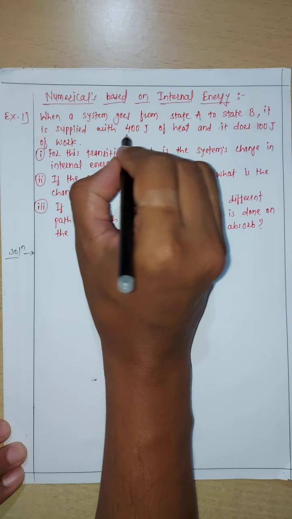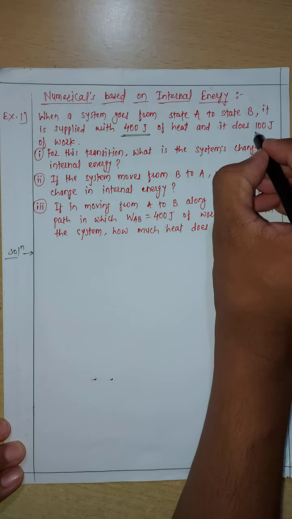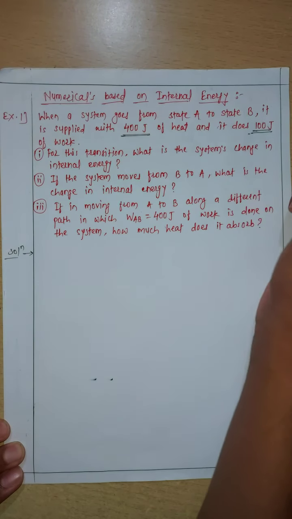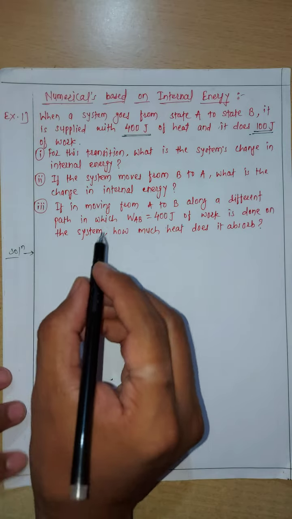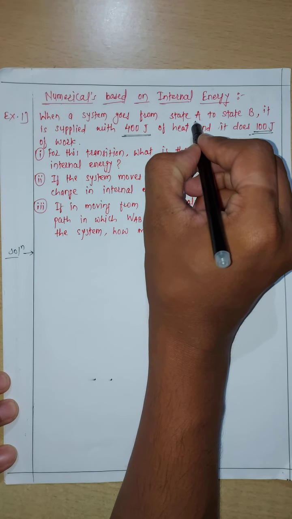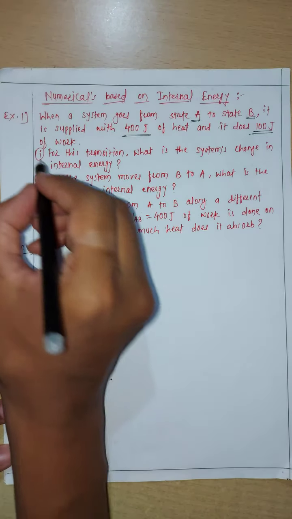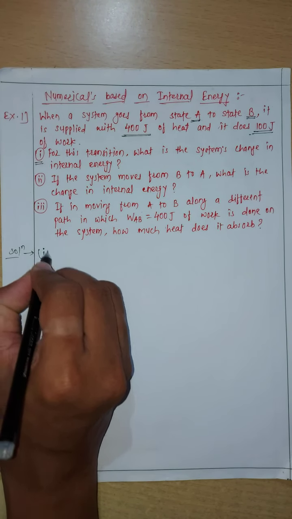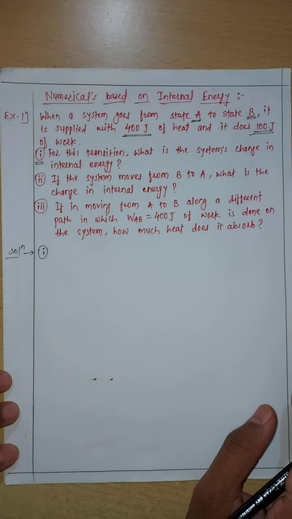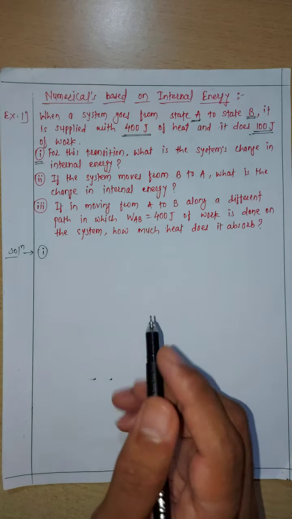There is an amount of heat given, that is 400 joule, and an amount of work given, that is 100 joule, and for this given data, the state changes from A to B. Okay, so first of all we will find the answer to the first question: for this transition, what is the system's change in internal energy?